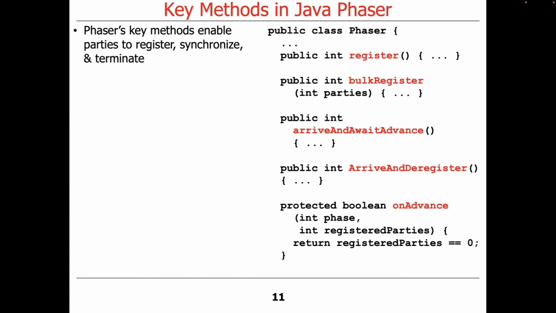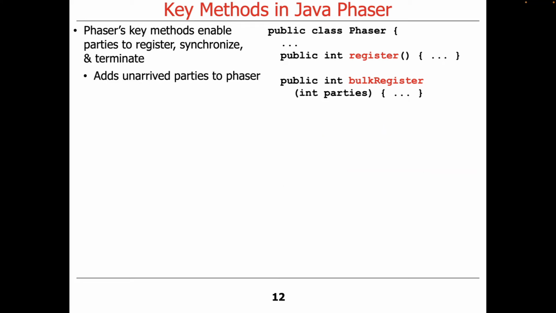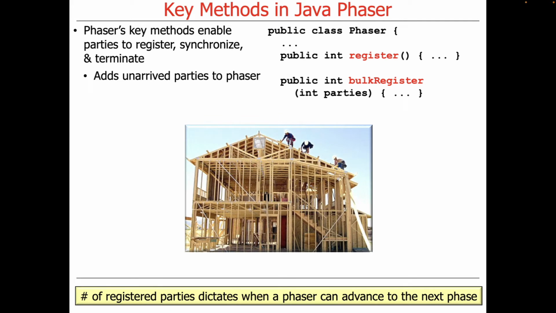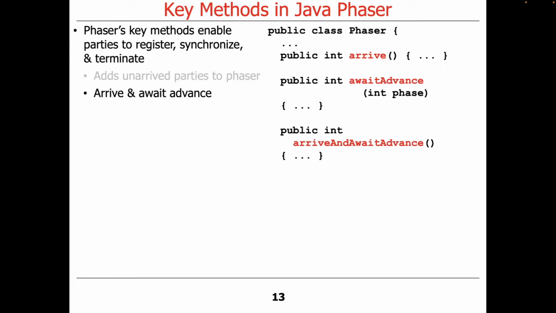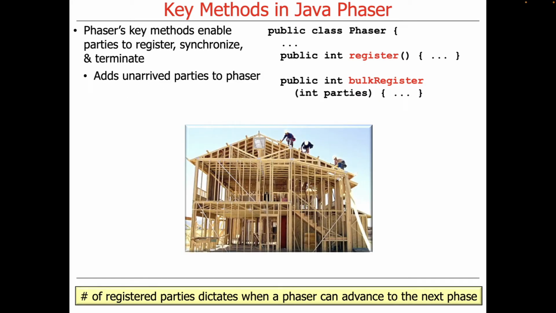Here are 5 key methods that parties or threads can use to register, synchronize, and terminate a phaser. And we're going to talk through each of these. They're a little bit confusing at first. So here are 2 methods that are used to add unarrived parties to the phaser. One is called register, which, as we'll see, registers 1, and the other is called bulk register, which registers a bunch. Again, the number of registered parties at any given point in time dictates when the phaser can advance to the next phase. So again, register registers 1, bulk register can register more than 1.